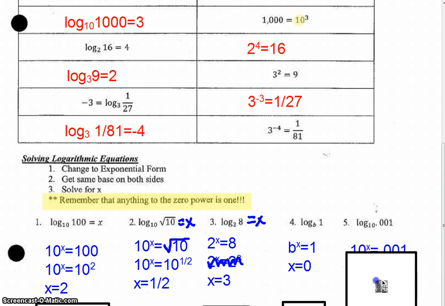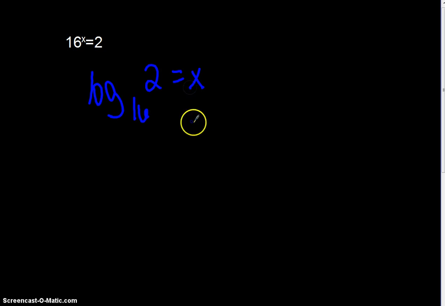This will become 10 to the x is equal to 0.001. This has to be a base of 10, and it would be 10 to the negative 3, so x is negative 3. Okay, so there's not a back on your notes, but I want you to turn it over and work some of these problems. If I were to rewrite this, this would be log base 16 of 2 is equal to x. My base is still my base, and my x and my 2 swap sides.